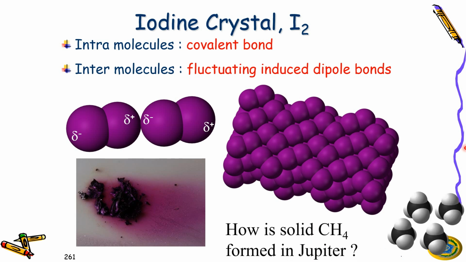Okay, so you might have heard that on Jupiter there is some solid methane. Solid methane is the same explanation. You put this methane together, and because the temperature is very low, methane gas will become methane solid. Solid methane. Okay?